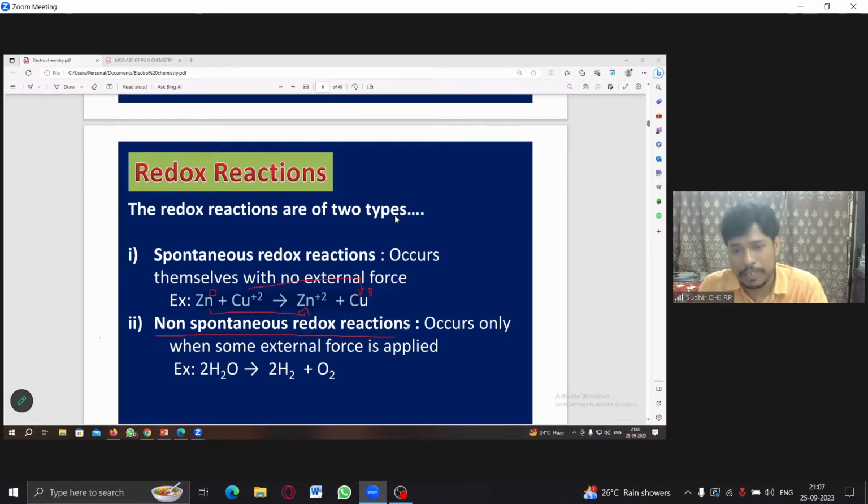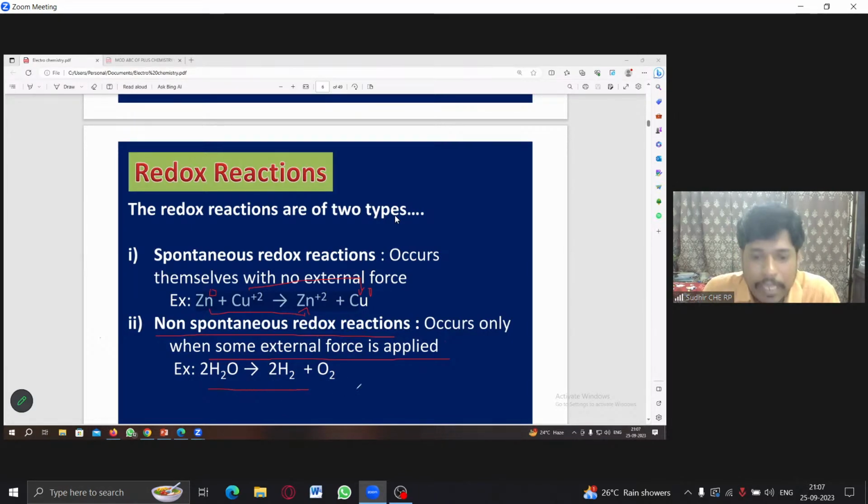So it is quite the opposite. There, what did I say? There are no external forces required for those types of reactions to occur. But in the case of non-spontaneous redox reactions, some help or energy source is required. That's why we need to consider some external force applied, and then only the reaction can take place.